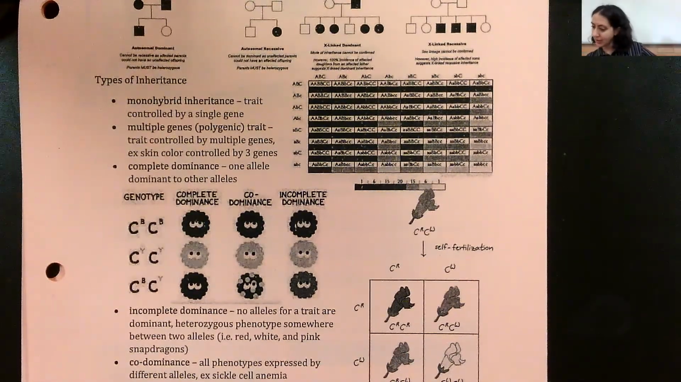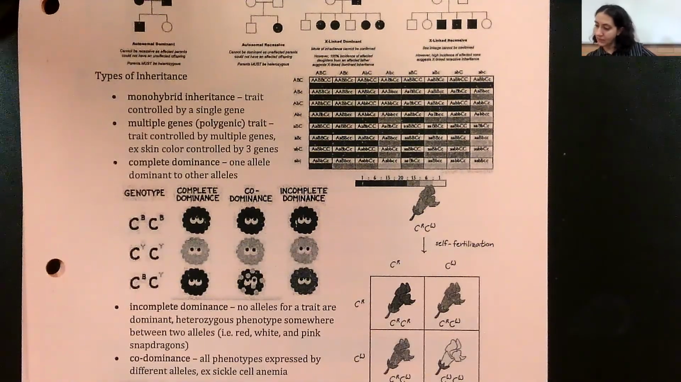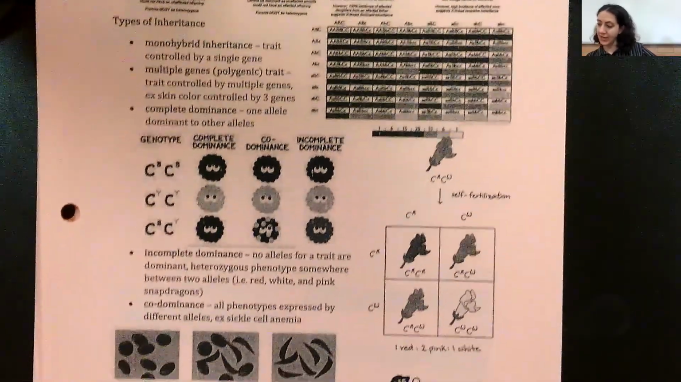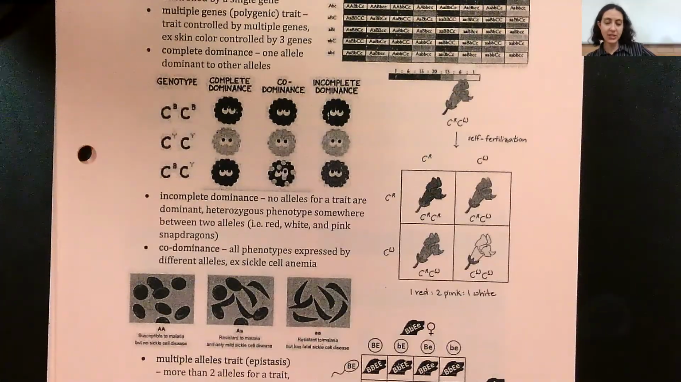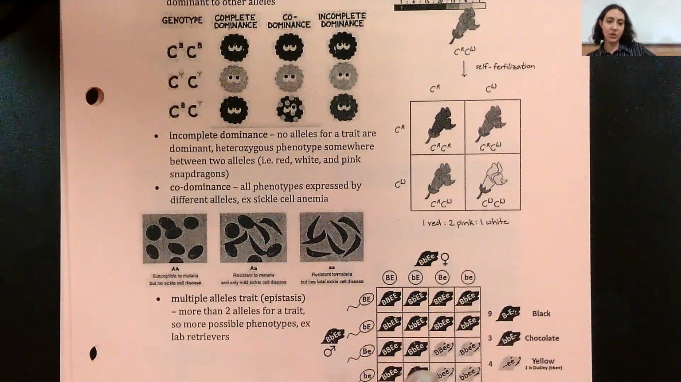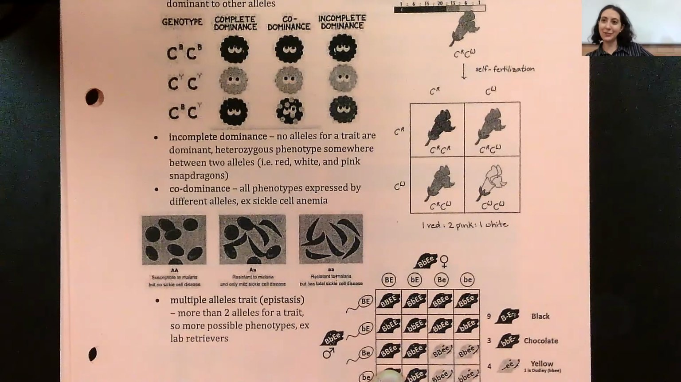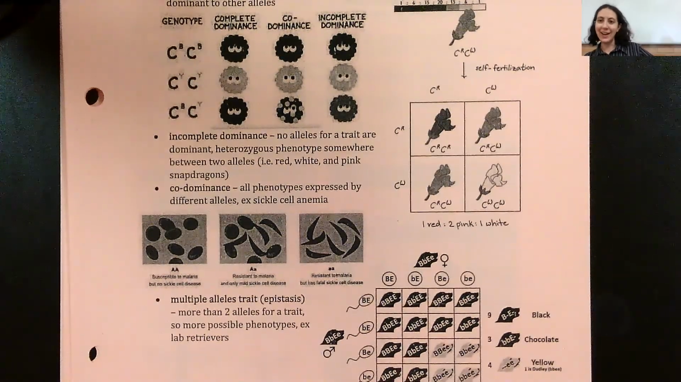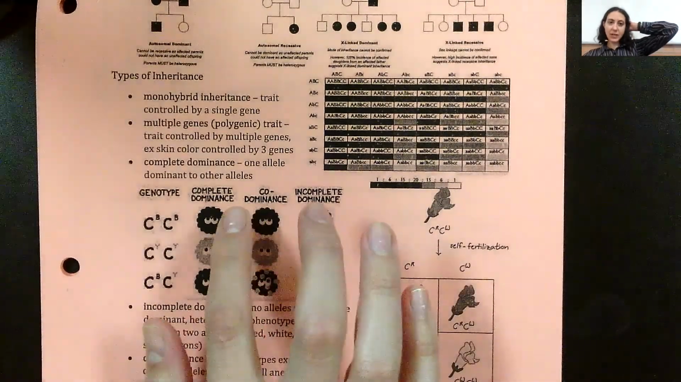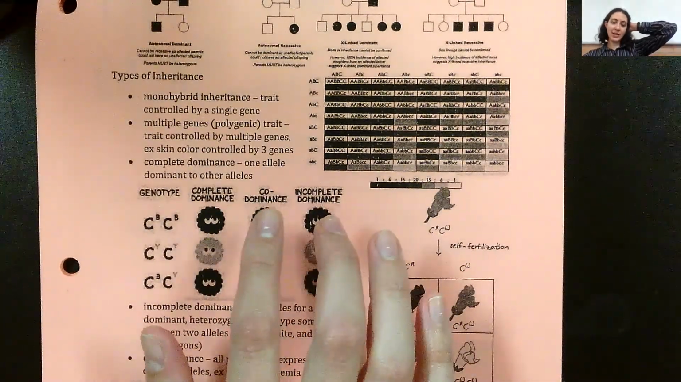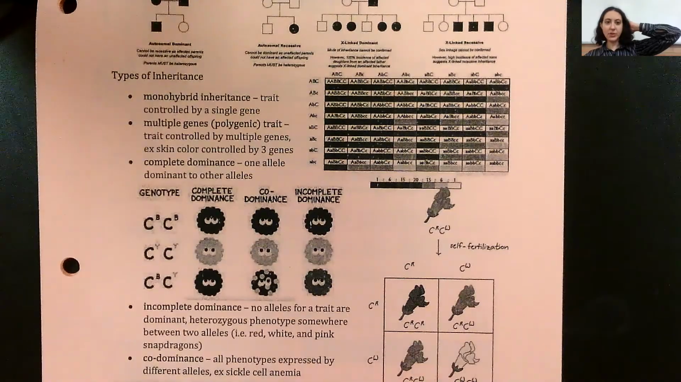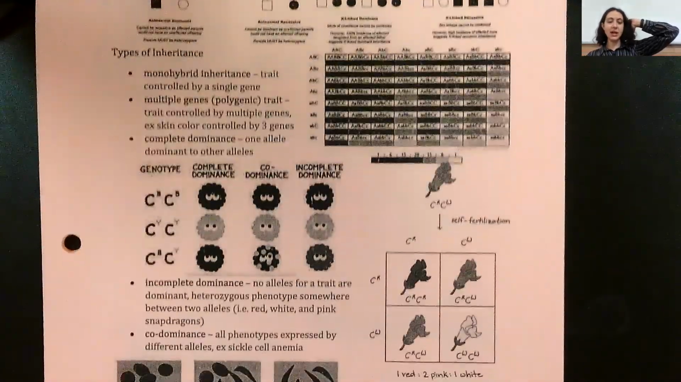Actually, that's further down here. There's an example of that further down with the multiple alleles traits, with the coat color of Labradors or Lab retrievers, which we'll get into in a second. That can be kind of cool. We've got complete dominance, where one allele completely dominates others, but there's also incomplete dominance and codominance.